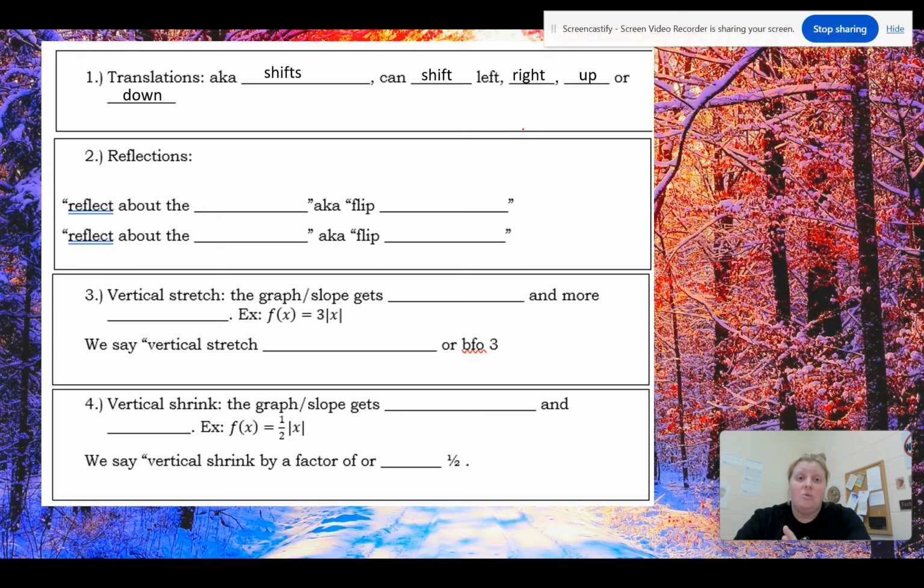Number 2, reflections is another one. So we did a reflection already. We did have a V that turned upside down. That's also called reflecting about the x-axis. So that's like the more mathematical way to say that.